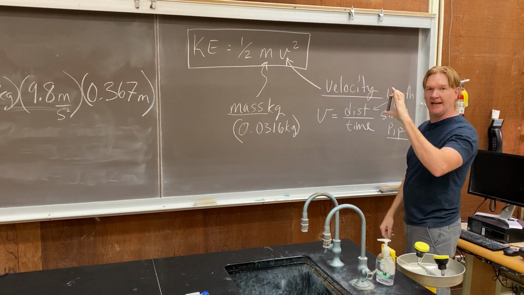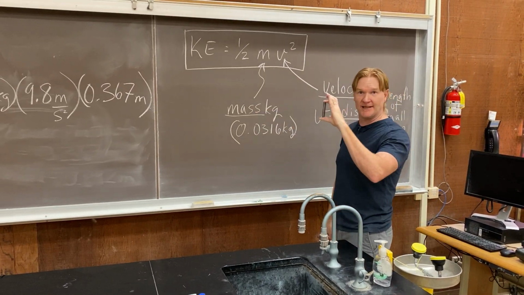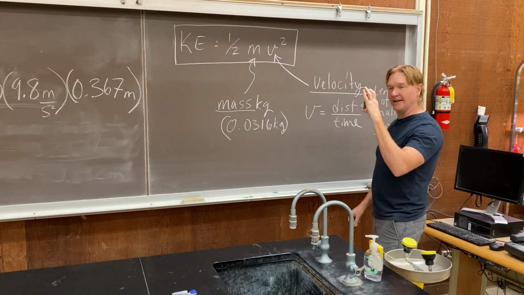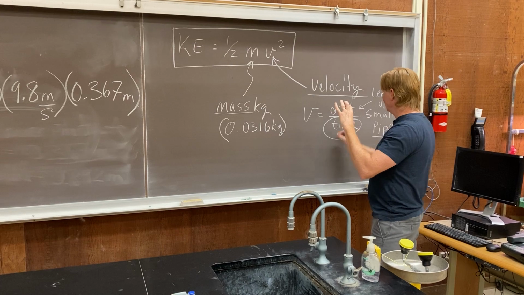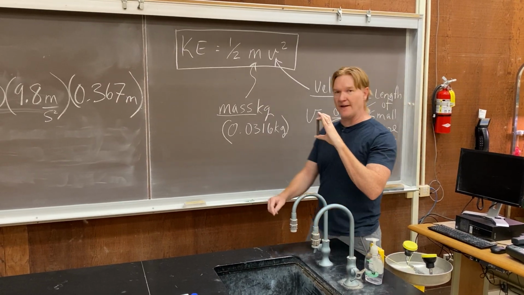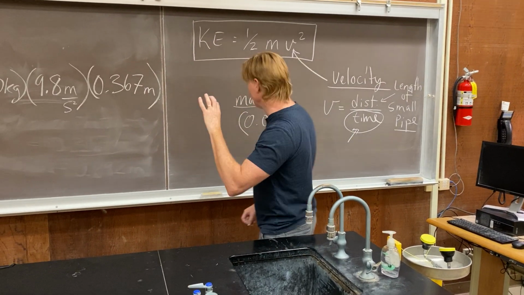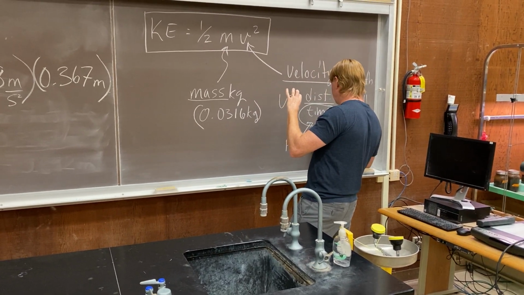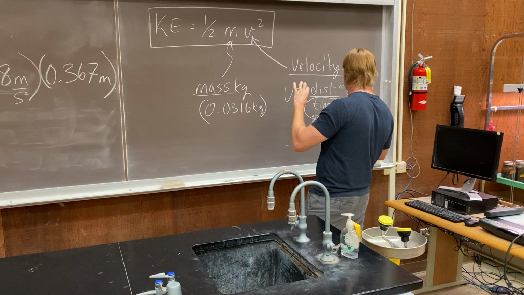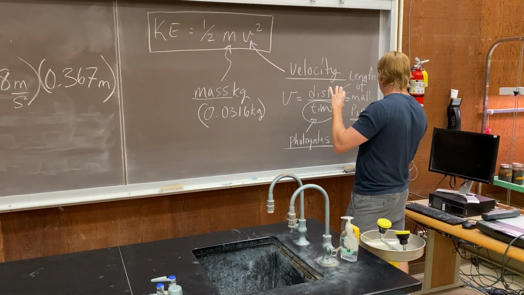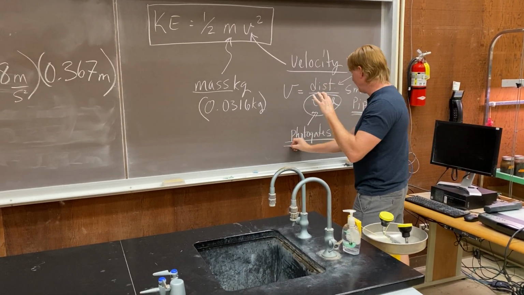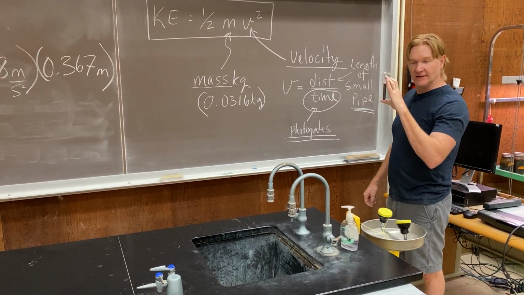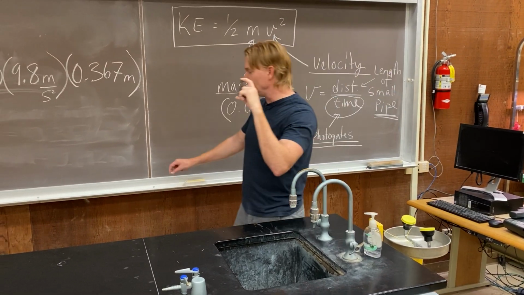Okay, this isn't the height above the ground like we did over with potential energy. It's this guy. And then the corresponding time is going to be the time recorded by the photo gates that we talked about earlier. Okay? Photo gates. Okay, so the length of the small pipe divided by the time measured by the photo gates. So let's start by measuring the length of this small pipe.